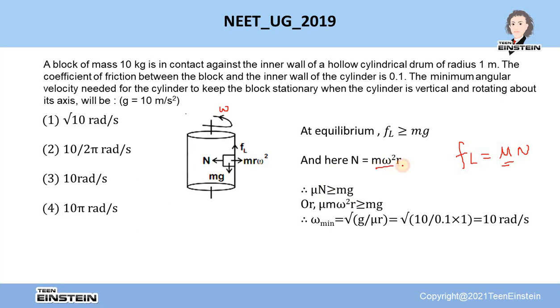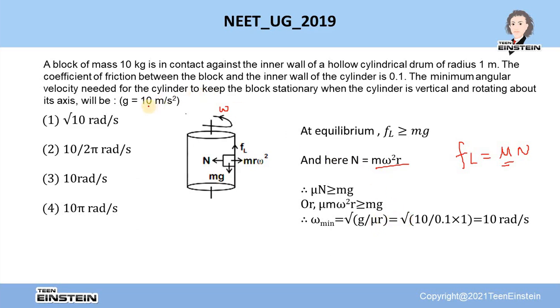So N is m omega square r. We put it here, so we get the condition that the block will be in stationary condition when mu m omega square r is greater or equal to m into g. Now we have to find out the minimum angular velocity needed for the cylinder to keep the block stationary. So we can find out the minimum angular velocity from this relation. So minimum angular velocity will be equal to square root of g by mu into r.